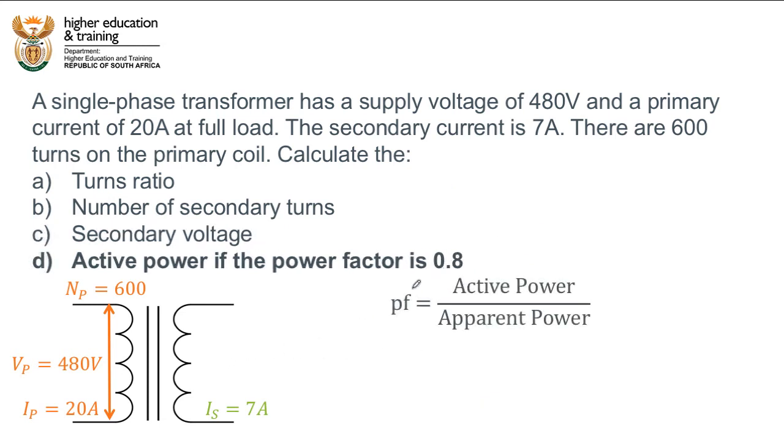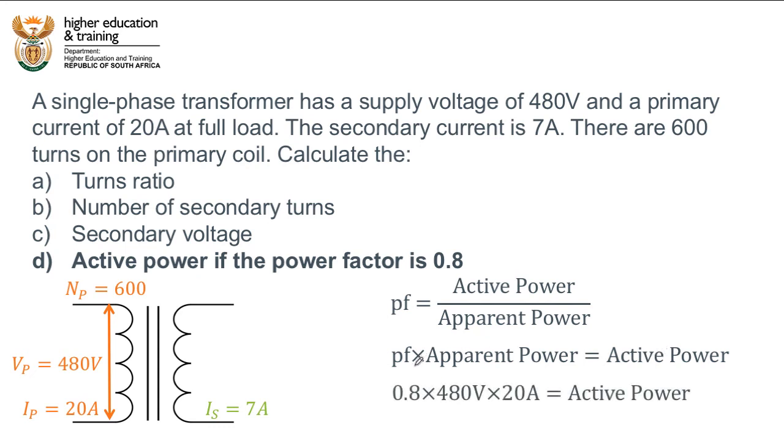Okay, well, we know that the power factor is the active power divided by the apparent power. And we can calculate what the apparent power is because we've got, for example, in the primary coil, the total voltage and the amperage at full load. But we can rearrange this equation to get that the power factor multiplied by the apparent power is equal to the active power. We know that the power factor is 0.8, and we can calculate the apparent power because we've got the voltage and the amperage at full load. So the apparent power is simply 480 volts multiplied by 20 amps. That multiplied by the power factor will give us our active power.